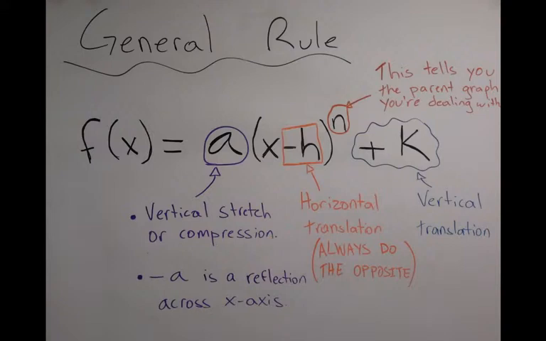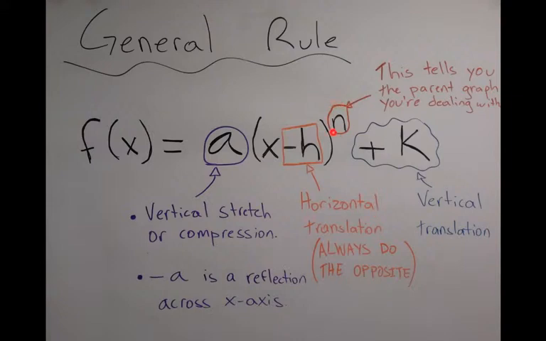If you have a negative in front of the A, that's going to tell you a reflection across the x-axis. H is the number inside of the parentheses, and when you look for H, you always want to do the opposite, so you change the sign, and that's going to tell you horizontal translation.